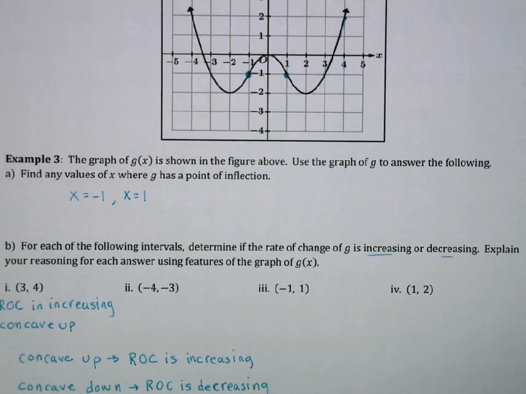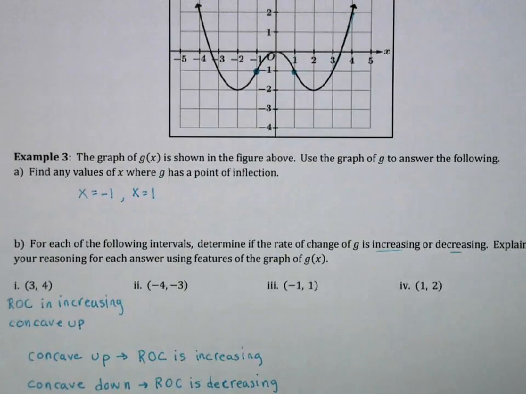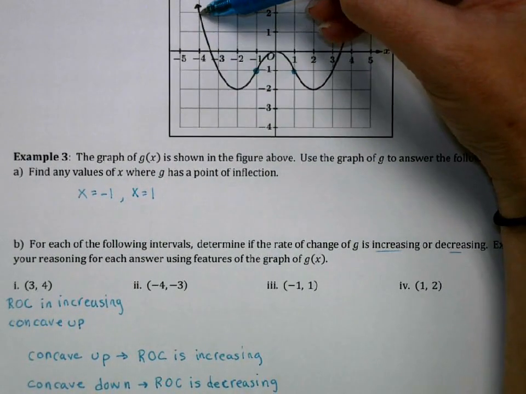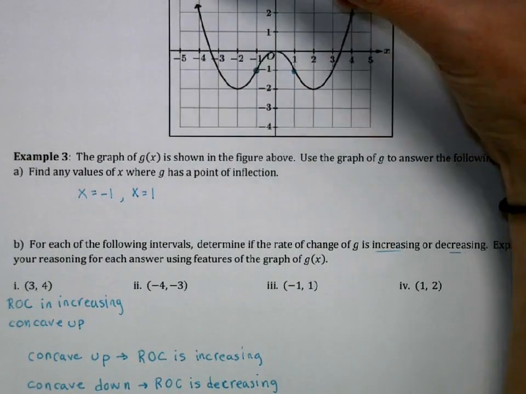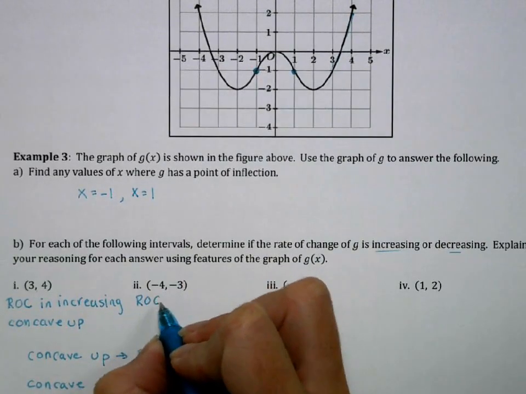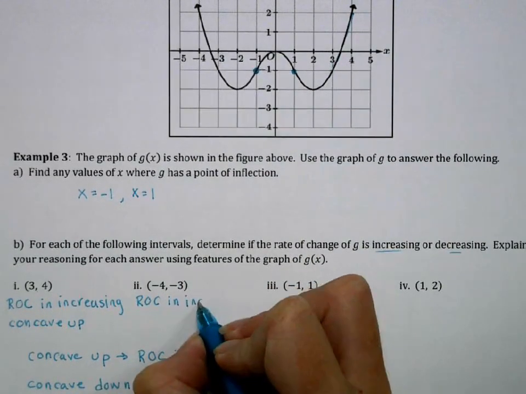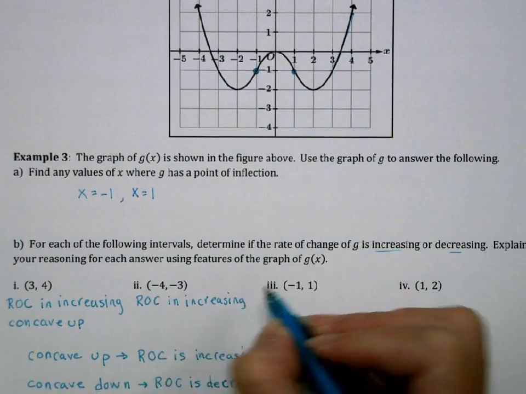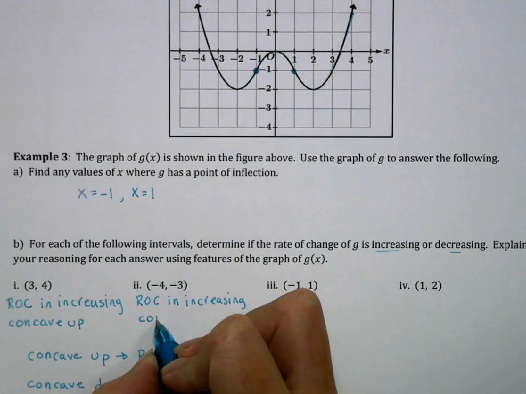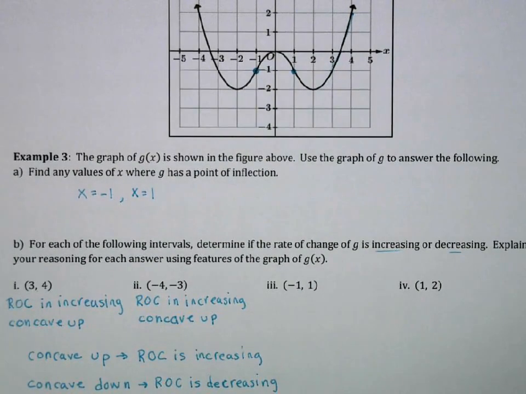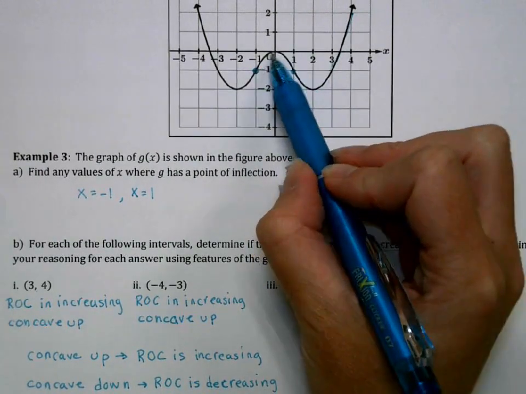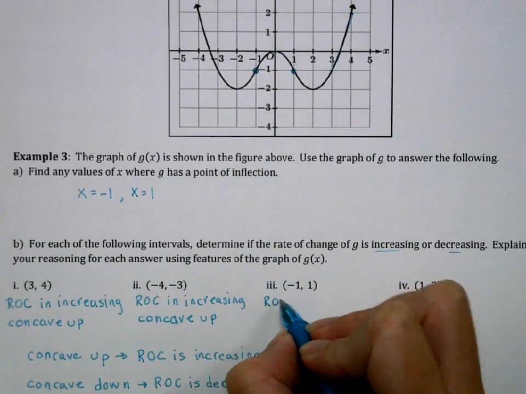Okay, for -4 to -3. So now we're over here. It's the graph itself is decreasing. But it's concave up again, which means the rate of change is still increasing. And my justification from the graph is concave up. And sometimes, just depending on the question, we might say it's concave up, so it is the rate of change increasing, or vice versa. -1 to 1. We're concave down there, so my rates of change will be decreasing.